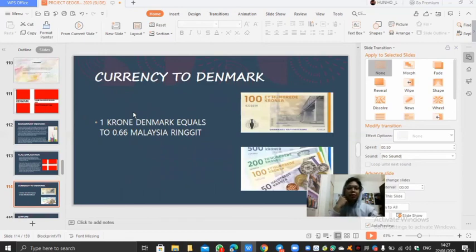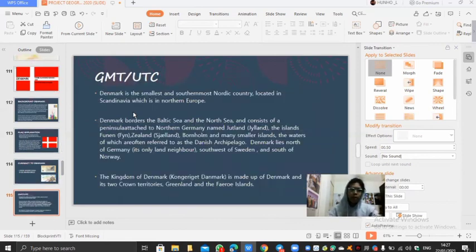This is the currency of Denmark. 1 Danish crown equals 2.66 Malaysian ringgit.